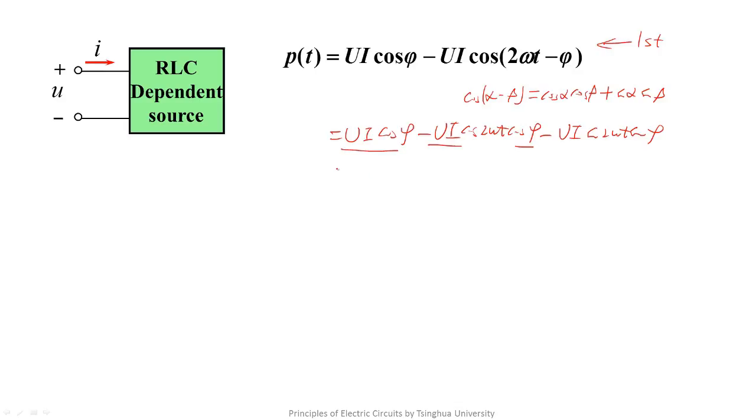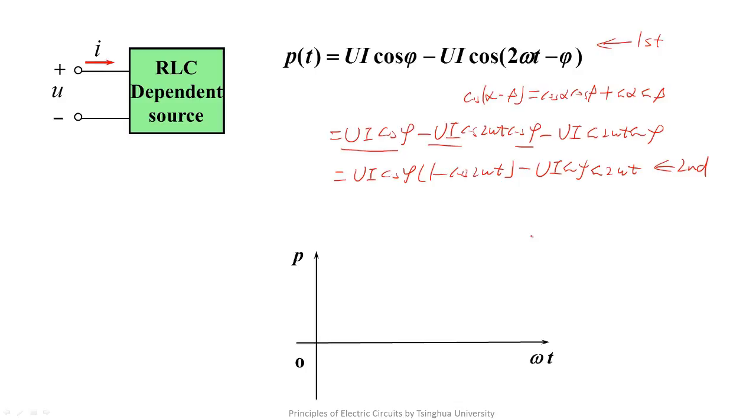We can merge the part of UI cosine phi, and we get the second expression about the instantaneous power. We draw the waveform of the second expression that is like this.